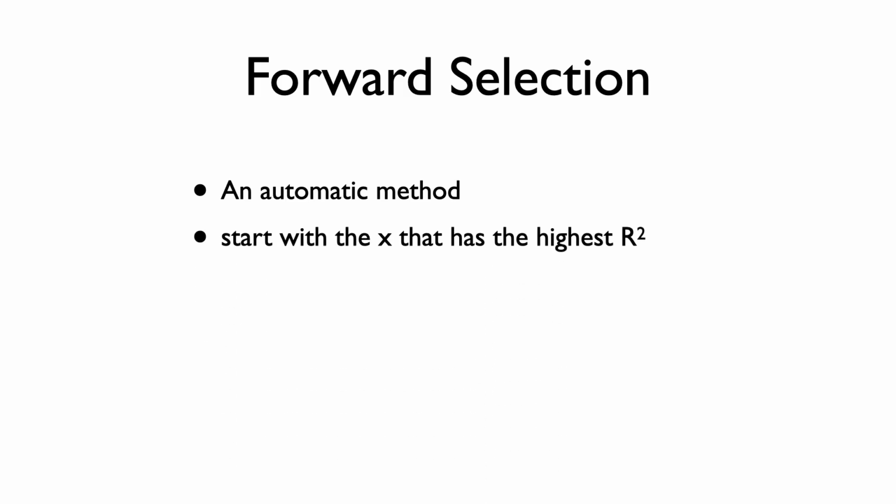What you do with forward selection is, and I'm going to tell you about a bunch of automatic methods for detecting predictors. What this does is it starts with the x variable that has the highest r squared. In other words, the one that overlaps the most with y. Think about those Venn diagrams again. All the x's overlapping with the y. The one that shares the most with y goes in first.